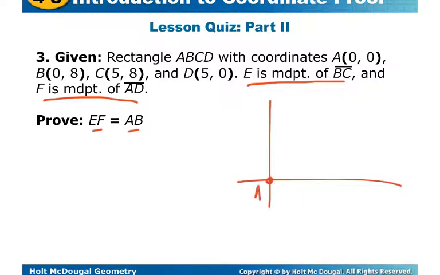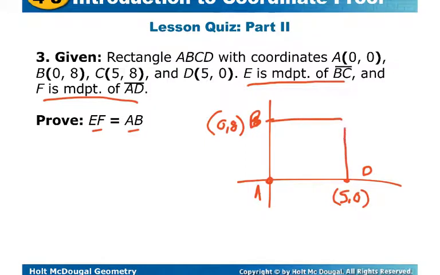This is apparently where A is. B is over nothing up 8, so this is apparently where B is. I'll just make that into a B. D is over here at 5, 0. And my rectangle looks a little bit more like a square, but that's okay. So C is 5, 8. Again, I'm not using a ruler to talk about this one, I'm using the math, so if I drew it kind of awkwardly, there you go.